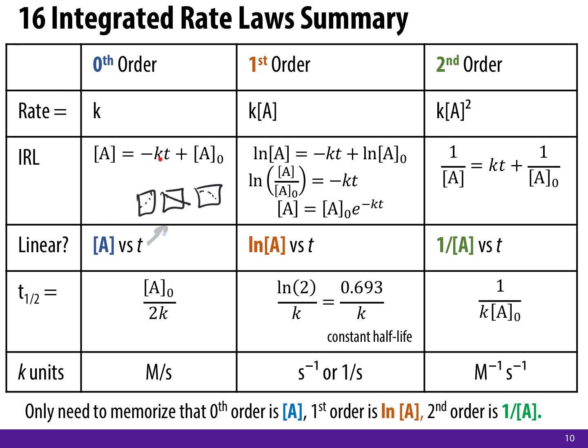So K for a zero order reaction, since the linear plot is A versus T, the units on K are, again, the y unit over the x unit. And so the y unit here is A, so molar per second. Ln of A versus T, right? Ln is unitless, so that's a unit of 1. And then the T is in seconds, so 1 over seconds, which is the same thing as seconds to the minus first. Then the last one here, if it's 1 over A on the y-axis divided by seconds, you get 1 over molar divided by second, which is molar to the minus 1, seconds to the minus 1 for the units on K.